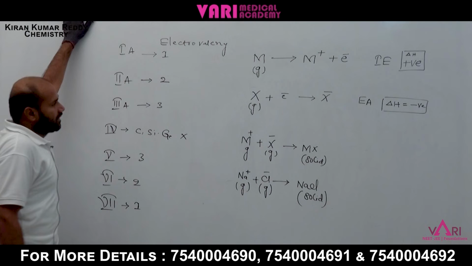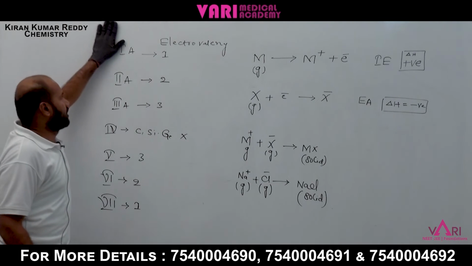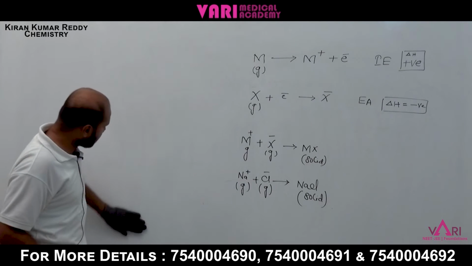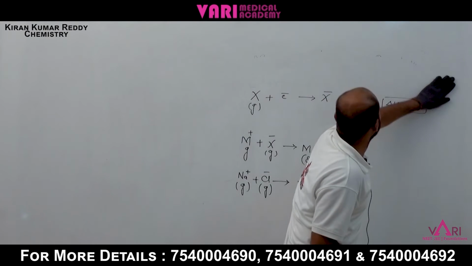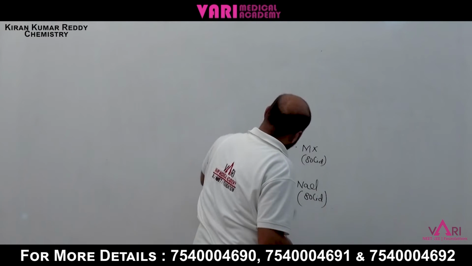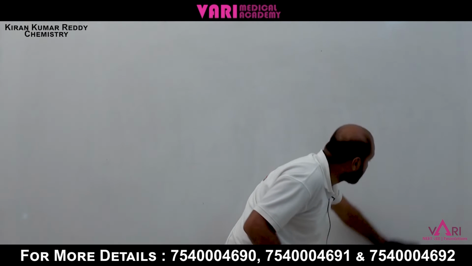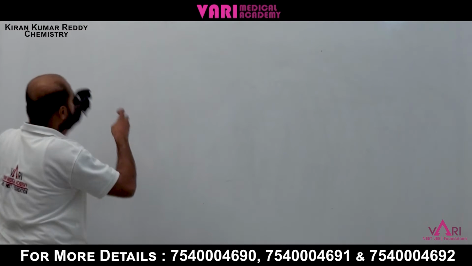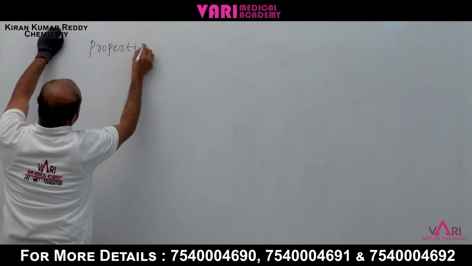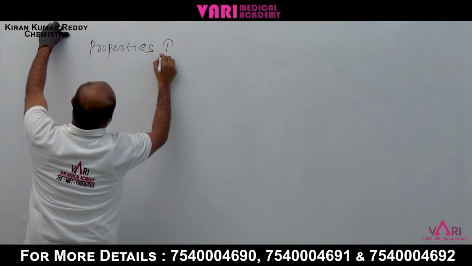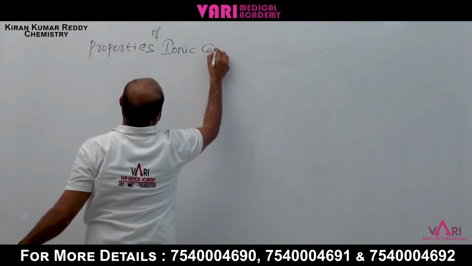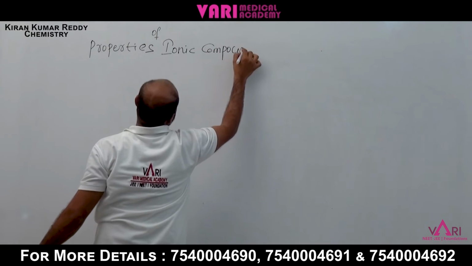Now I will explain the properties of ionic bond. What are the properties of ionic bond? We can write them one by one. Properties of ionic compounds, we can write it as ionic compounds. When an ionic bond is present, that is an ionic compound.